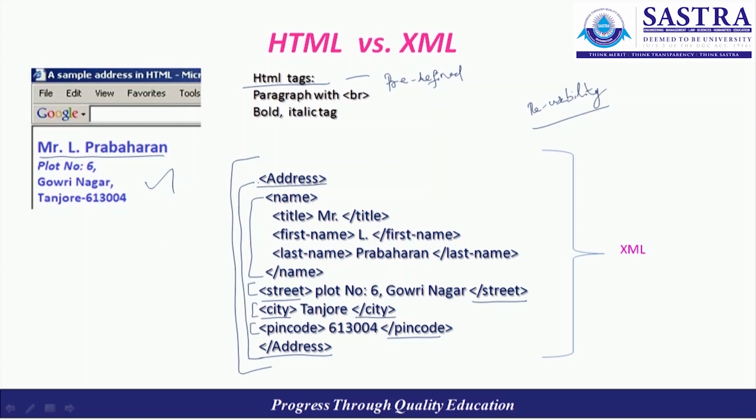Within the address element, I have name as the first child, street as the second, city as the third, pin code as the fourth child. So I have 4 child elements for address. I can retrieve name only, in the sense it is possible for me, or I want to retrieve pin code alone, in the sense it is also possible, but these are not possible with HTML.